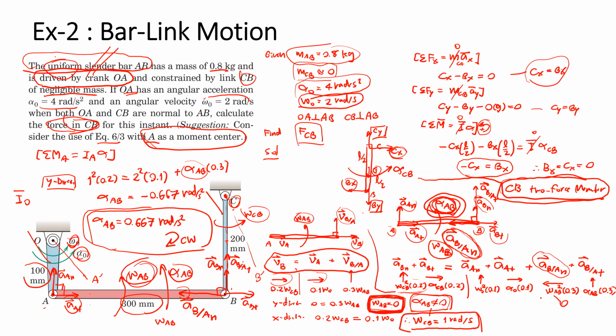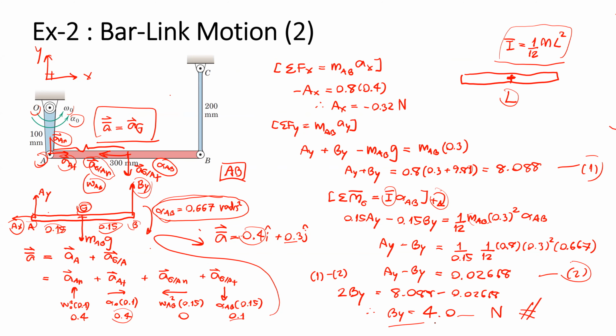So in this we need to know the force in BC, but you know that BC is a two-force member. We don't have BX, we don't have CX, we have only CY and BY, equal in magnitude. And we solve for BY from here.